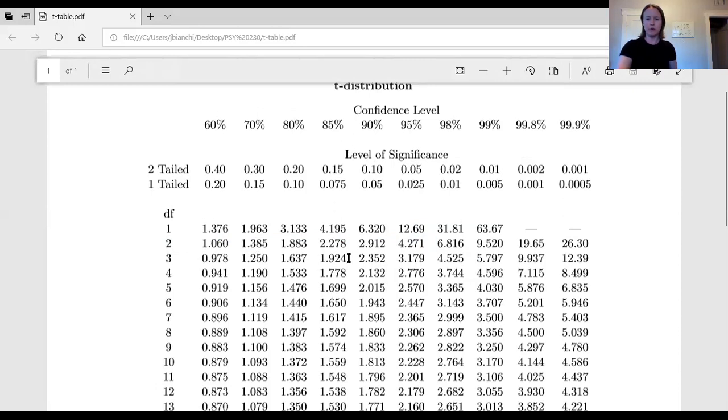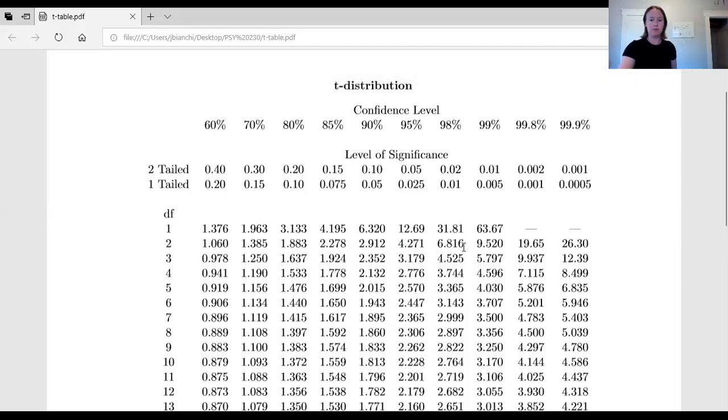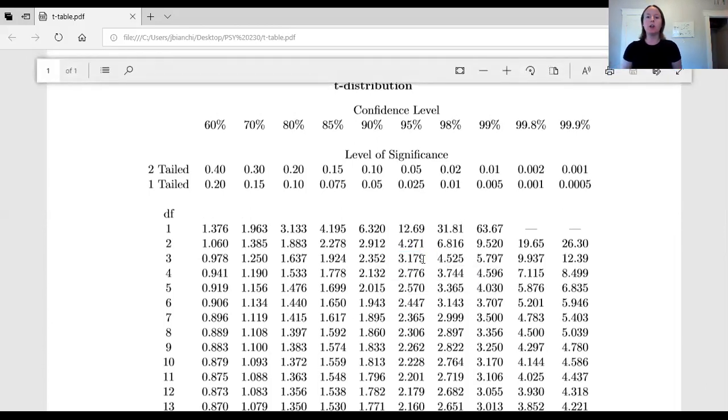So I'm going to scroll over to the 0.05 area, and you can see here our critical t-value is 3 and change. 3.179. So our value that we got was 1.25, but the t-table is saying that our t-value must be greater than 3.179, or it must be lower than negative 3.179 for us to have a significant result.